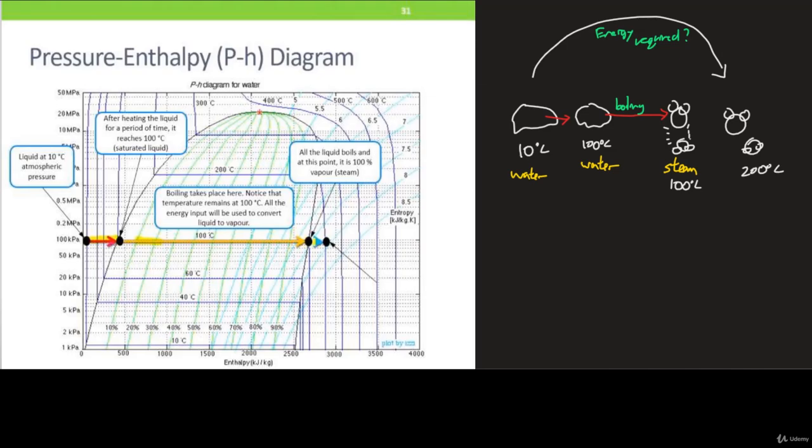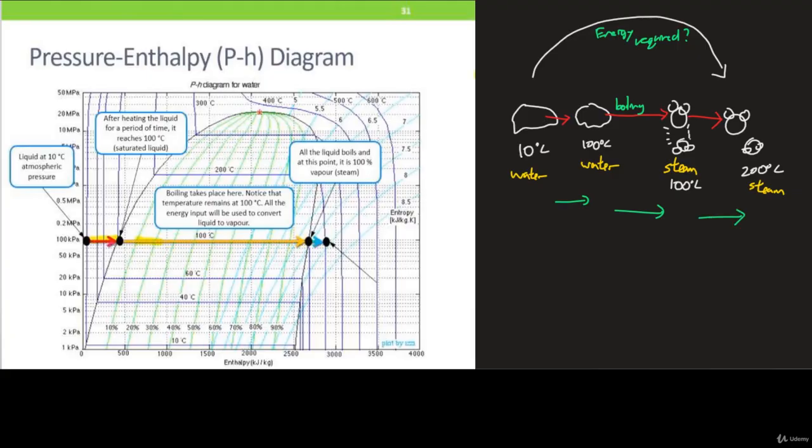But you don't stop here. Let's say you manage to capture all the steam and you continue to heat it up. What will happen? The temperature will start to increase again, and let's say it increases to 200 degrees Celsius before you stop this whole process. So this whole process can be represented by these three different lines: the pink color line over here, the orange color line, which is the boiling process, and finally the short blue color line over here.